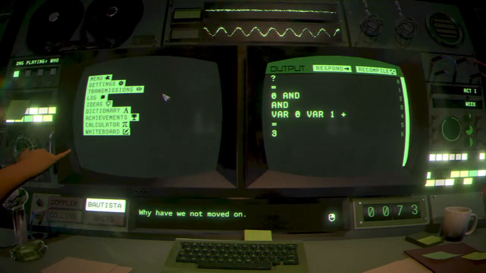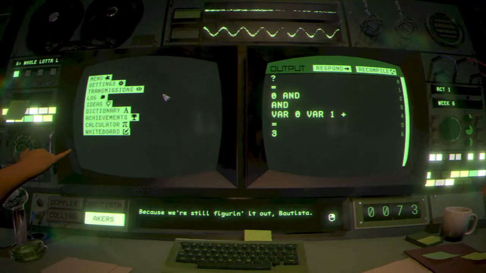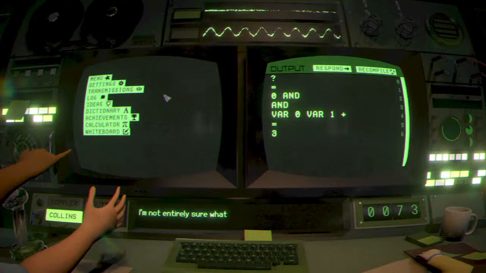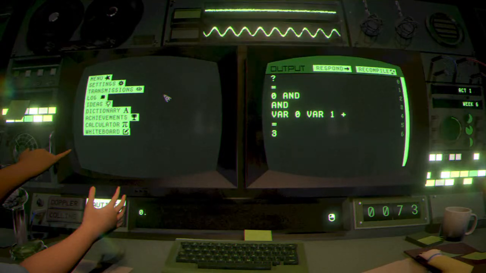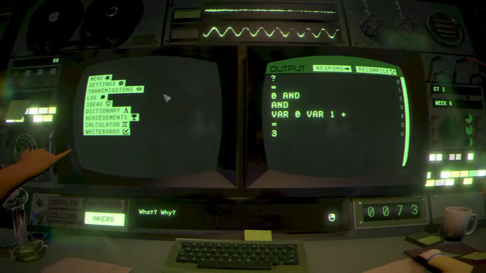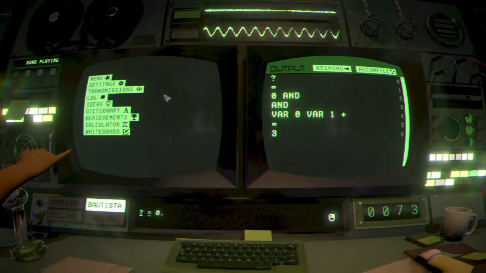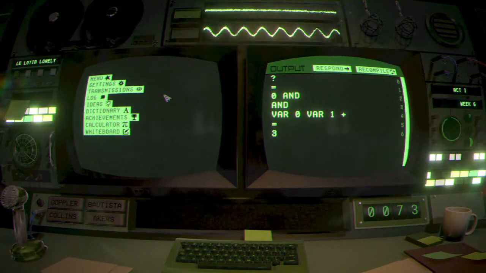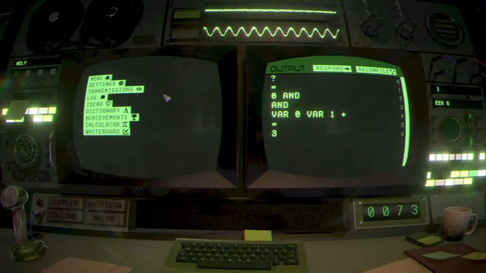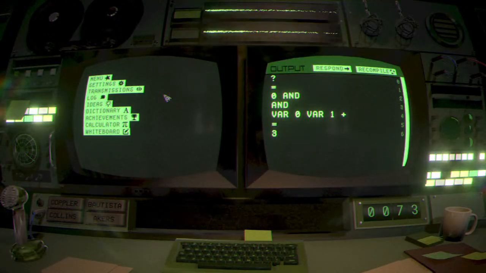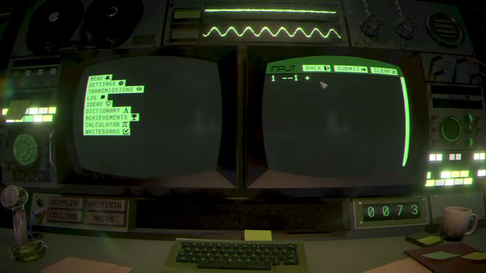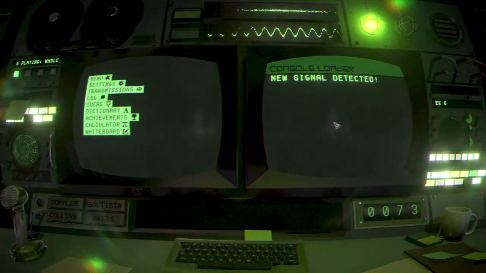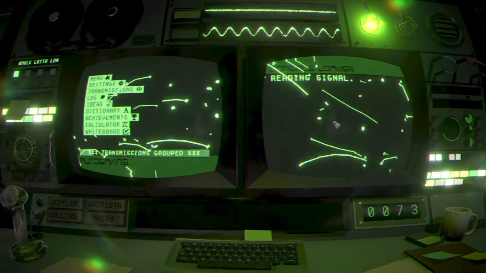Why have we not moved on? Because we're still figuring it out, Batista. Their transmission doesn't make much sense. It does seem unsolvable. I'm not entirely sure what the meteor is awaiting. Question mark equals 0. What? Why? It is 0. But like, what is, I mean, okay, but why?